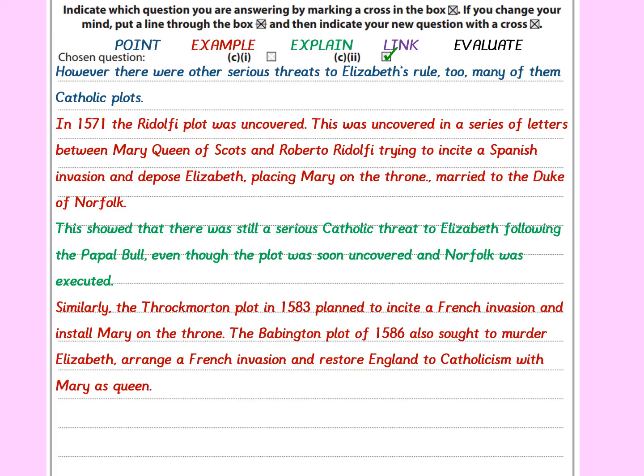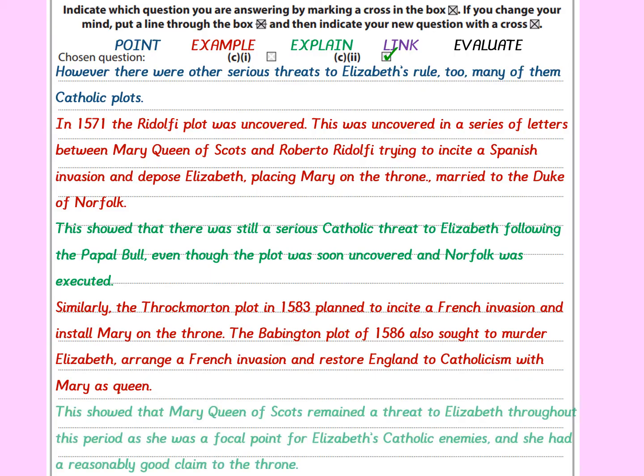Similarly, the Throckmorton plot of 1583 planned to incite a French invasion and install Mary on the throne. The Babington plot of 1586 also sought to murder Elizabeth, arrange a French invasion this time, and restore England to Catholicism with Mary as Queen. This showed that Mary Queen of Scots remained a threat to Elizabeth throughout this period, as she was a focal point for Elizabeth's Catholic enemies, and she had a reasonably good claim to the throne.